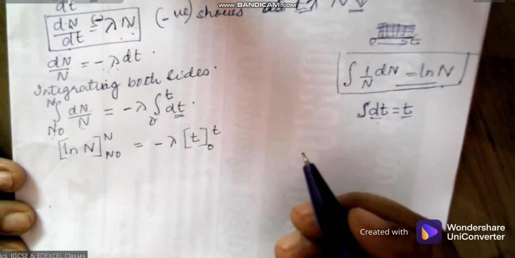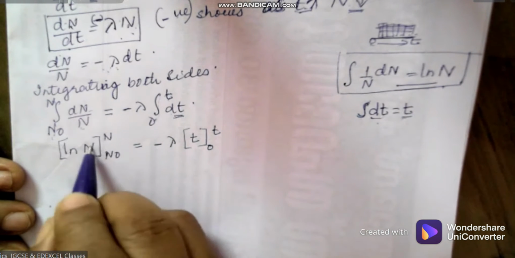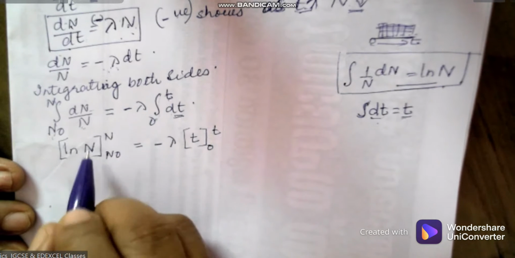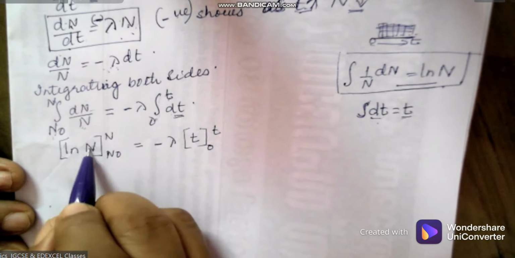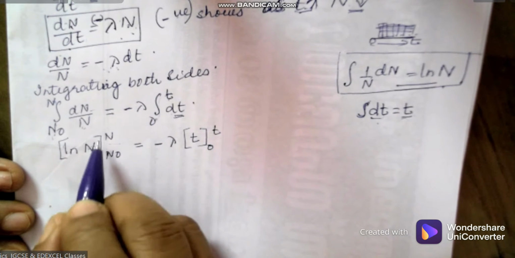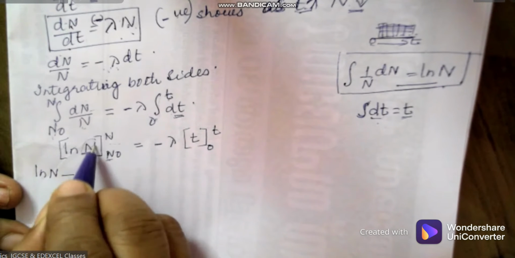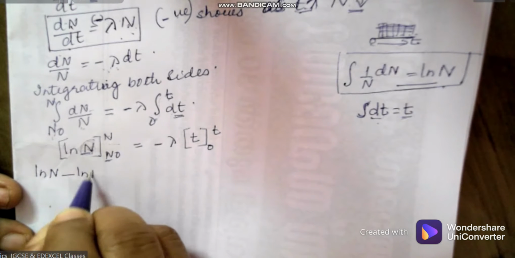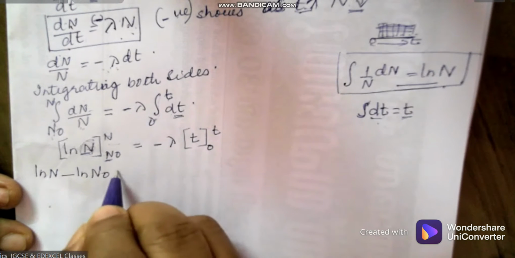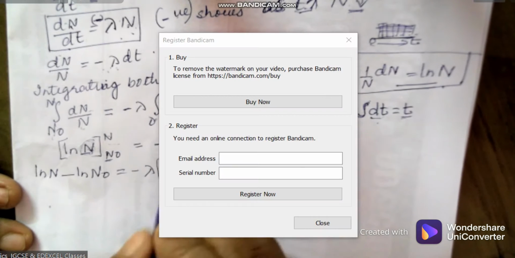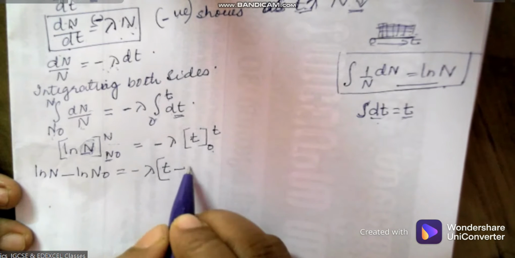Now what to do, Mashar? Now you put in the values. First, this is the variable. In the place of this, you put this variable, minus in the place of this, you put this variable. That's the next step. So here it is ln n. When you put n there, you get ln n minus, and when you put n naught, you get ln n naught. This is equal to negative of lambda, minus, in the place of t you put 0.